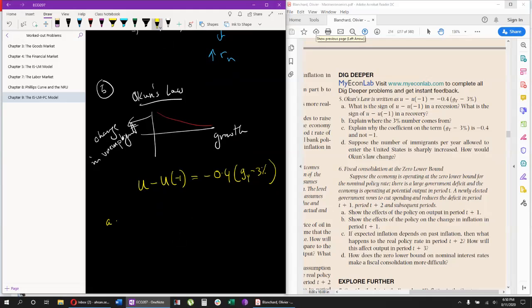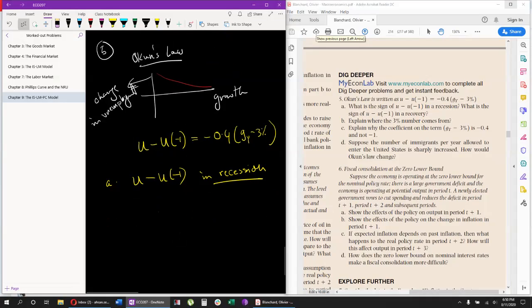So part A. What is the sign of u minus u(-1) in a recession? Okay, so what's happening in a recession? Output in the economy is falling. If output in the economy is falling, that means people are losing their jobs. So unemployment in this period must be higher than unemployment in the previous period because more people are losing their jobs.